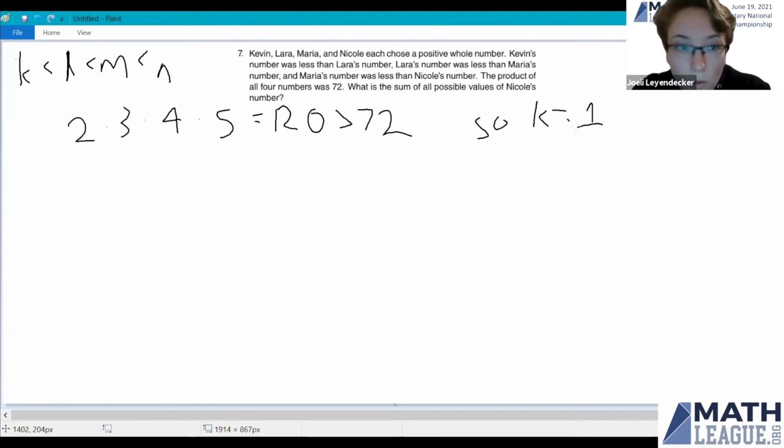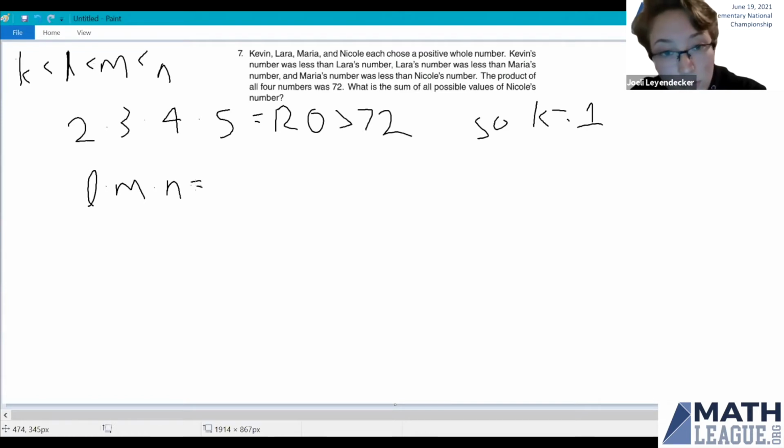So now we know that Kevin's number is equal to 1. And K times L times M times N, that product has to be 72. And since K is 1, that's not going to affect the product. So we know that L times M times N equals 72. Now, again, they're all positive whole numbers, and they increase in order.